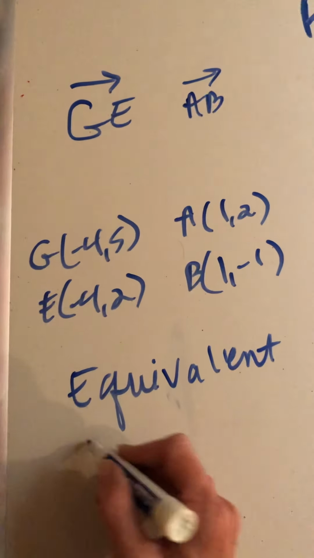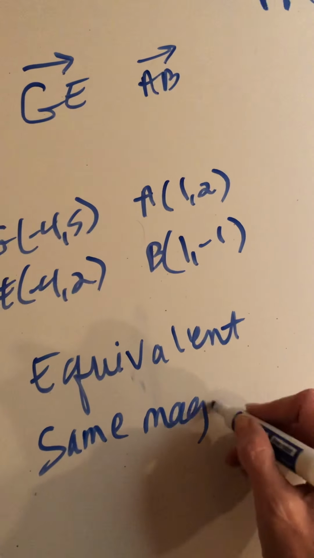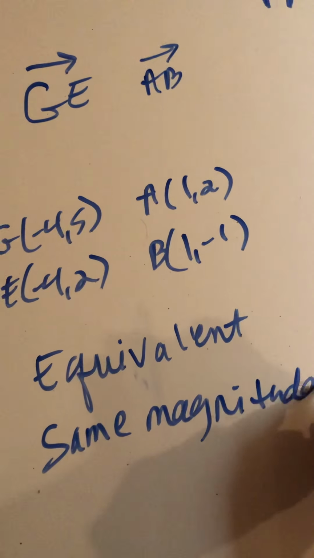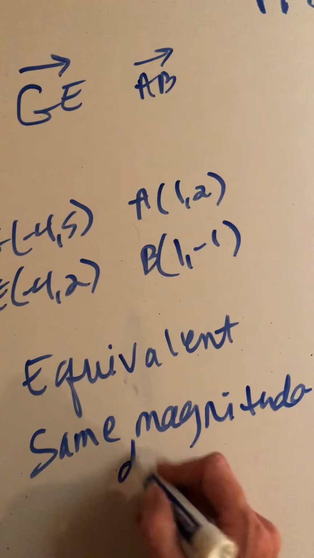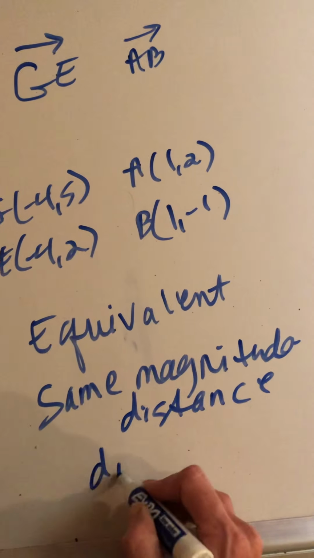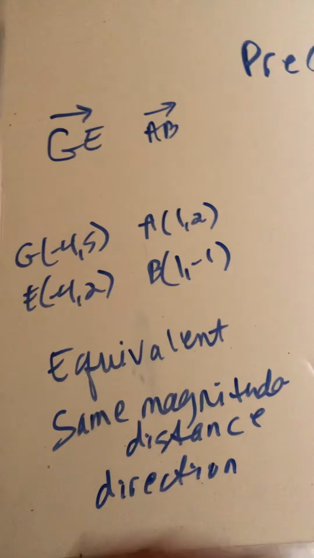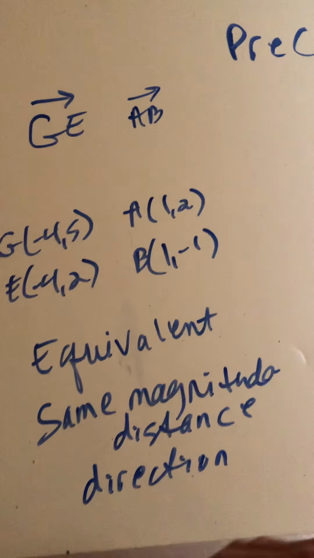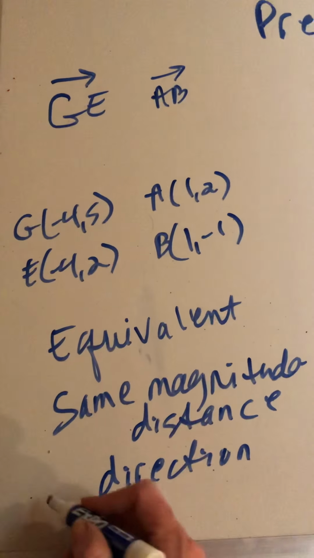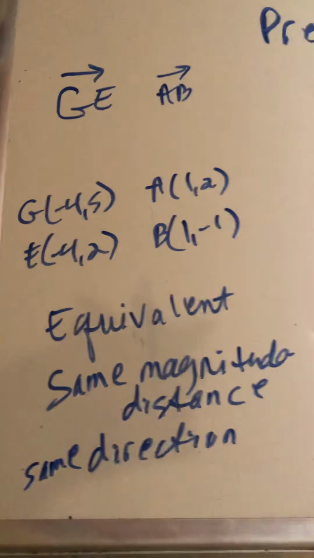Meaning they have to have the same magnitude, which is the distance. So we're going to be using distance formula with these. And then they also have to be going in the same direction. So they both have to be going right, or both left, or both up, both down, something like that. So same distance and same direction. So that's what you have to check.